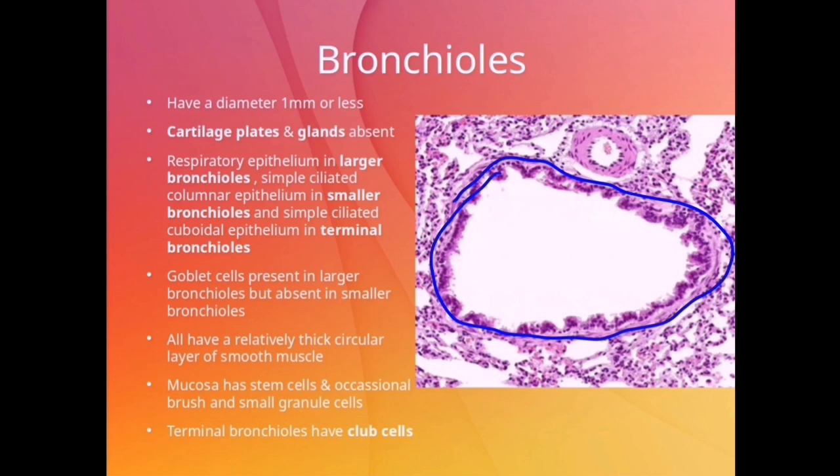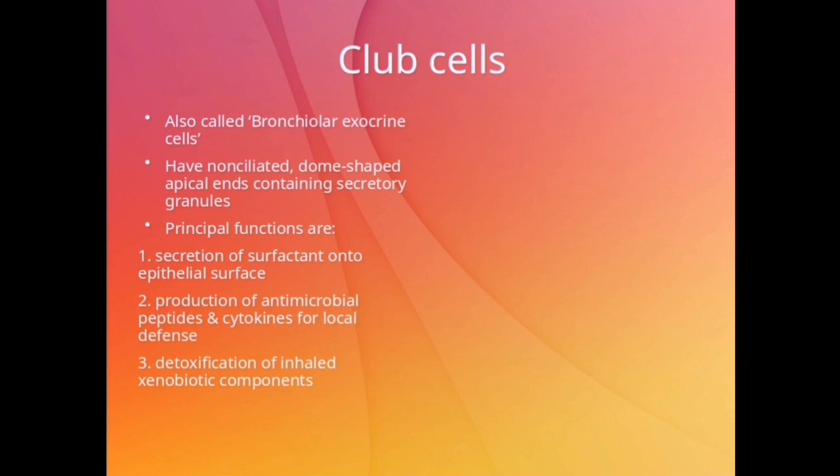Within the terminal bronchioles, remember we said we have a ciliated cuboidal epithelium. We find cells which we refer to as the club cells, or the Clara cells. Let us talk about the club cells. They are also referred to as the bronchiolar exocrine cells. These are non-ciliated and they have a dome-shaped apical end which contains the secretory granules. The main functions of the club cells are the secretion of surfactant onto the epithelial surface. They also produce antimicrobial peptides and cytokines for local defense. They also function in detoxification of inhaled xenobiotic components. So remember that the club cells are found beginning at the level of the terminal bronchioles, and then they continue in the respiratory bronchioles.